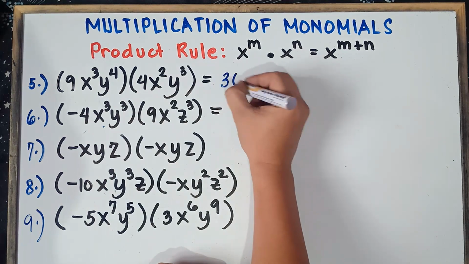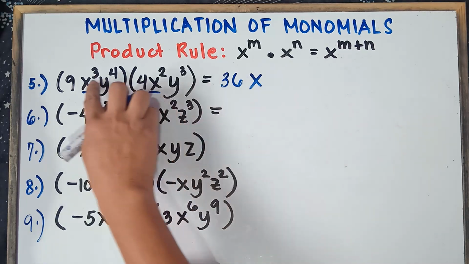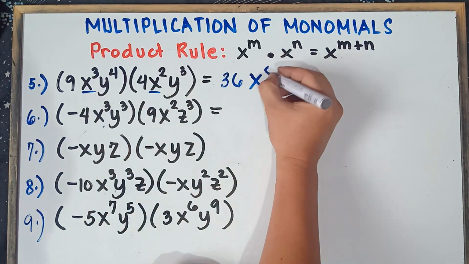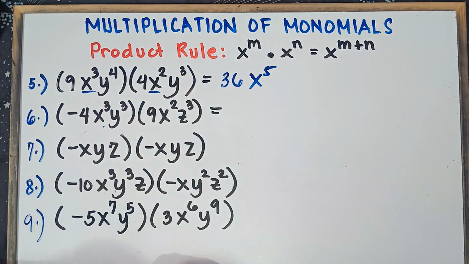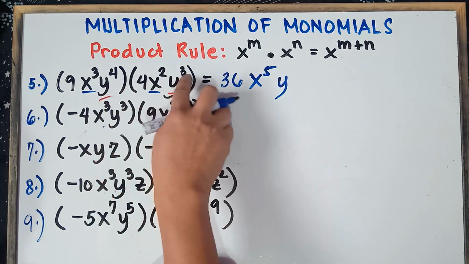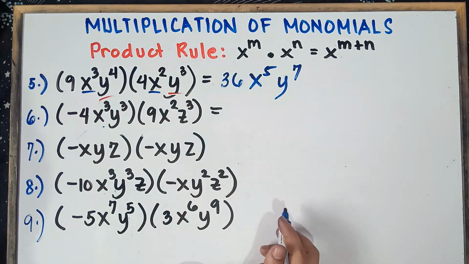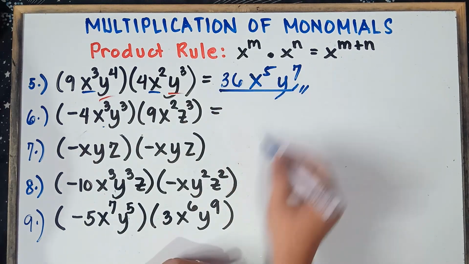That would be 36. Same x, copy x. Add the exponent, 3 plus 2, that would be 5. Same y, so same y, copy y. Add the exponent, that would be 4 plus 3, that would be 7. That's it, class. That's the answer with regards to example number 5.